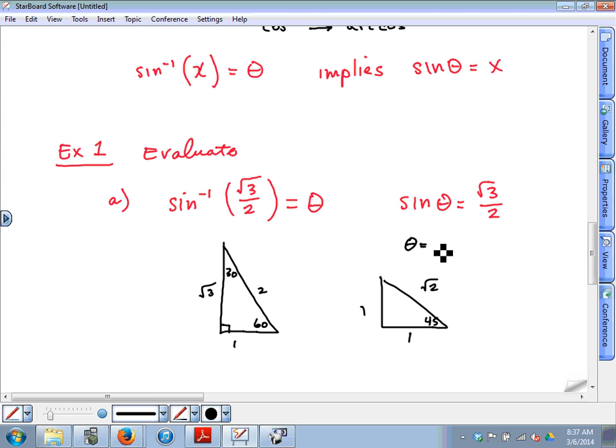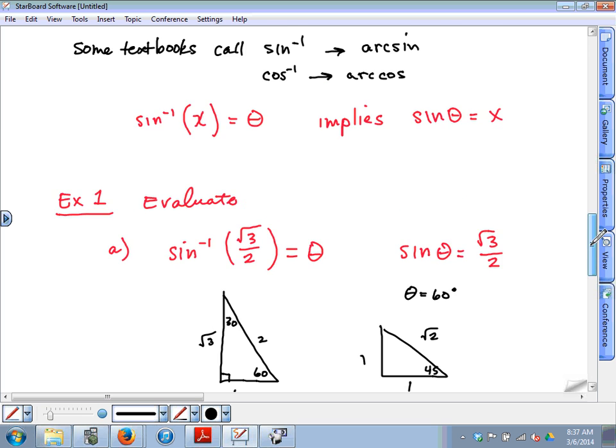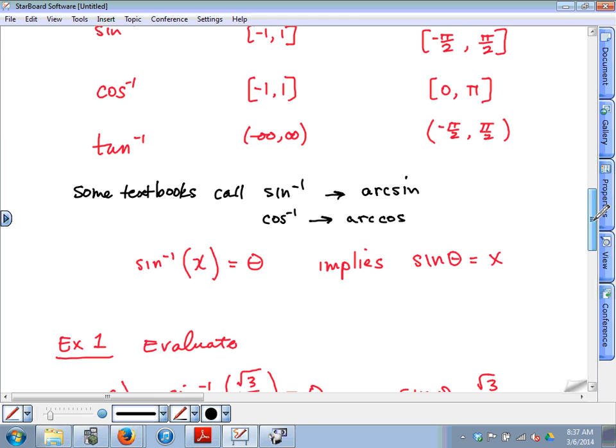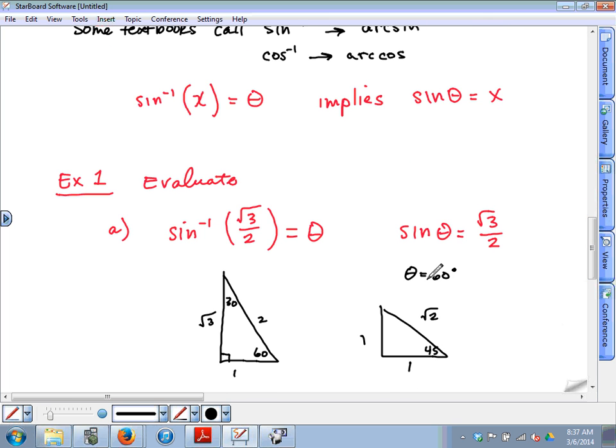So theta has to equal 60 degrees. Now, it is the convention now to be in radians, because isn't that how we defined this? The domain and range is using radians, negative pi halves to pi halves. So technically 60 degrees would need to be now converted into radians. And it's pi over 3. So the answer is pi thirds.